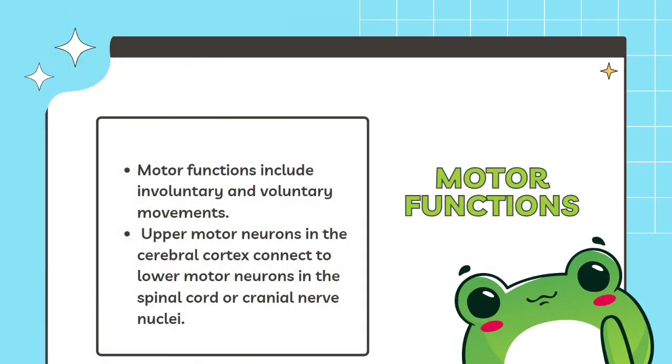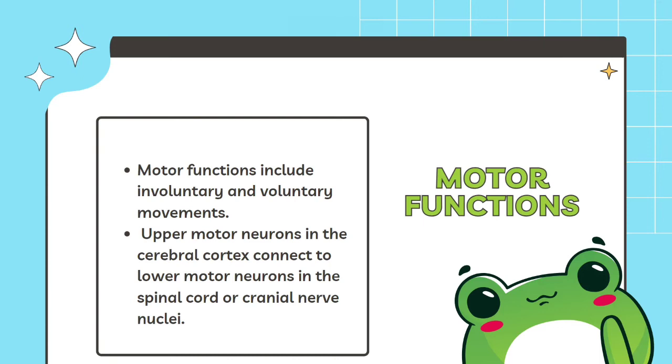Now, let's talk about the motor functions. Motor functions include involuntary and voluntary movements. Upper motor neurons in the cerebral cortex connect to lower motor neurons in the spinal cord or cranial nerve nuclei. Upper motor neurons have cell bodies in the cerebral cortex.